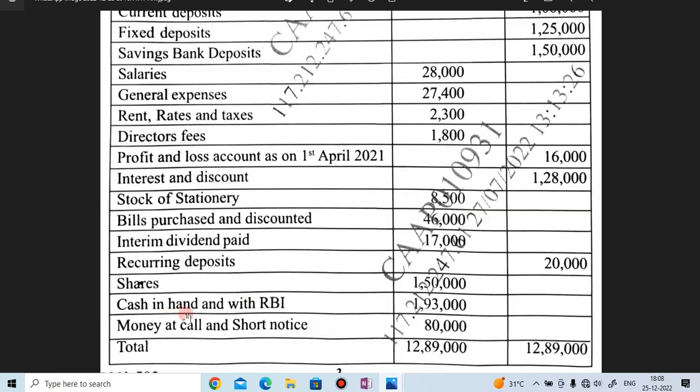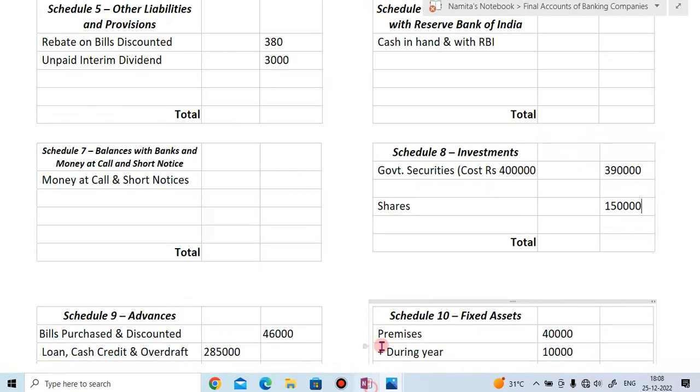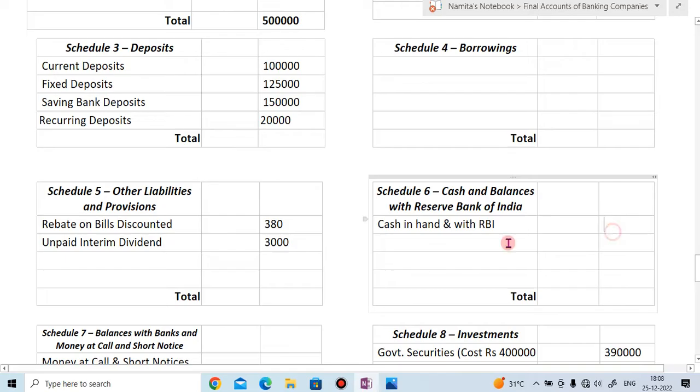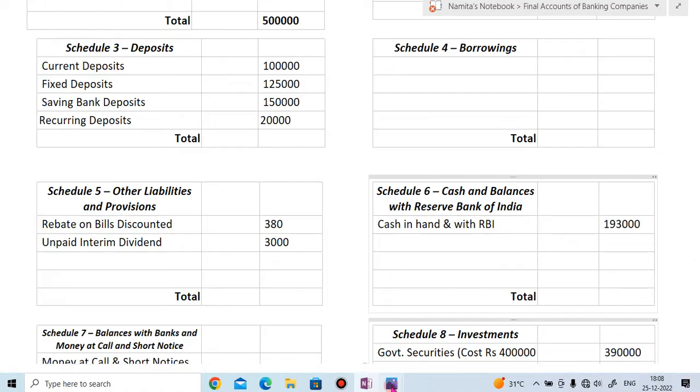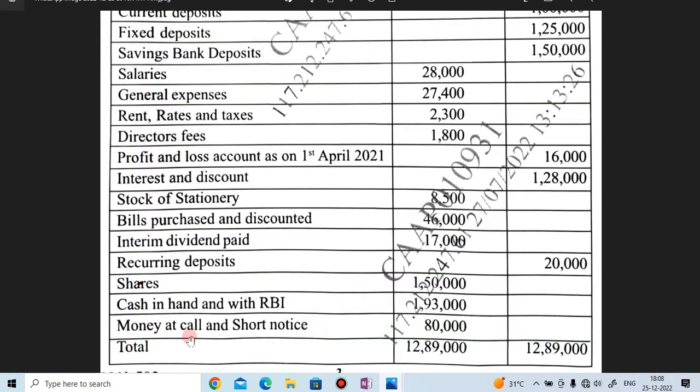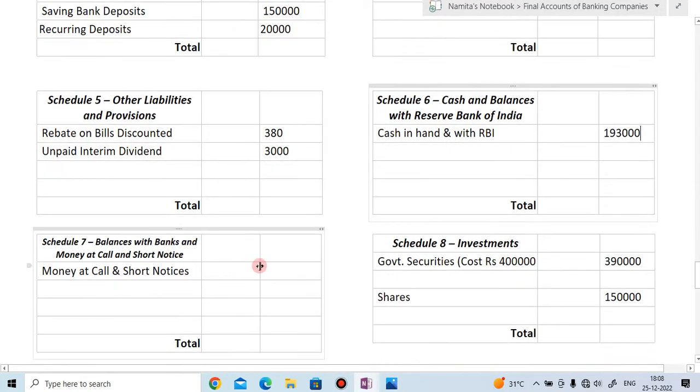After shares, cash in hand and with RBI is 1,93,000. Schedule number 6, cash in hand and with RBI, 1,93,000. Next is what? Money at call and short notice, 80,000. Schedule number 7, under balance with banks and money at call and short notice, right? There is no adjustment, so write in the outer column 80,000.